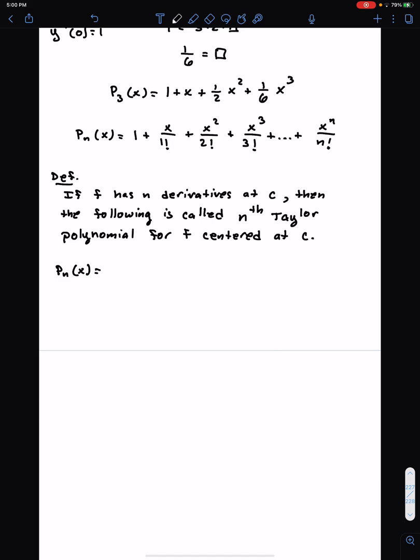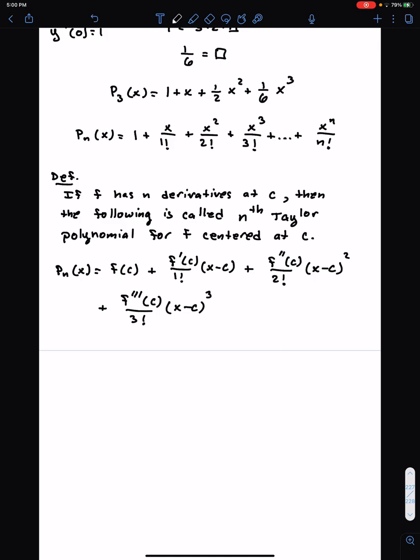So the Taylor polynomial of degree n is equal to f of c plus f prime of c divided by 1 factorial times x minus c, plus f double prime at c divided by 2 factorial times x minus c squared, plus f triple prime at c divided by 3 factorial times x minus c cubed, and so on.